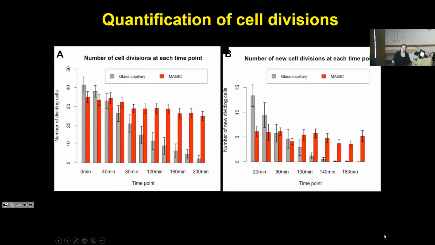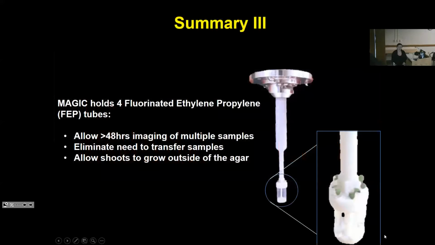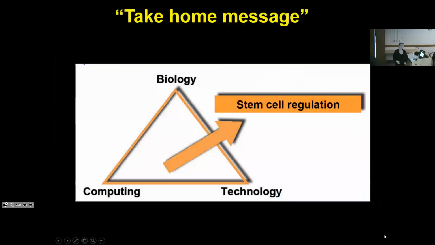And you can see that along the time, in our system, plants are very happy and they keep on dividing, you want that. And so we image more plants for more than 48 hours. And the nice part is that now we can do a lot of experiments where we change the design of this chamber, where we can do drug treatment, temperature treatment because we have a temperature sensor, and so on and so forth.